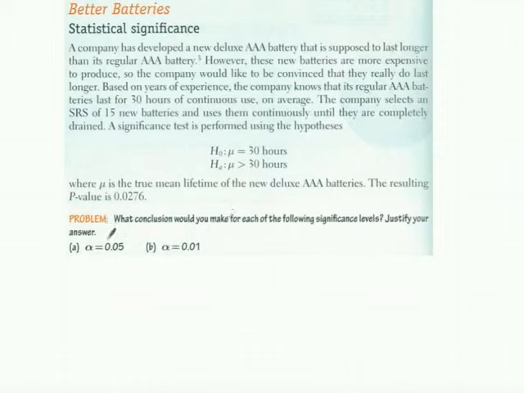All right, so anytime that you're looking at an alpha, which is your significance level, you're going to compare it to your p-value. For the first one, your alpha, or your significance level, is 0.05. Comparing that to the 0.0276 that the p-value is, the p-value is going to be less than the significance level. So the sample result is statistically significant at the 5% level.